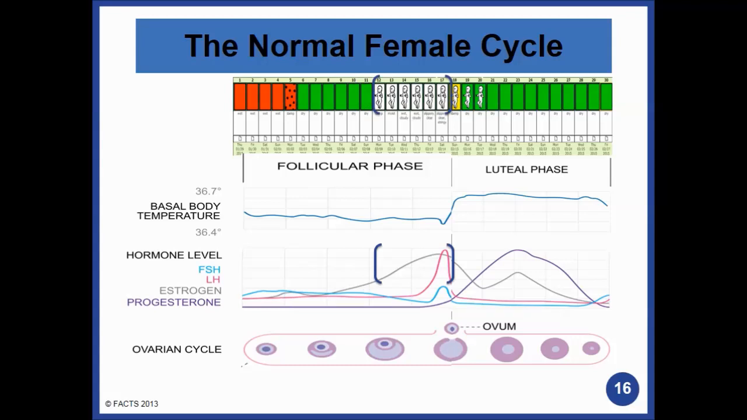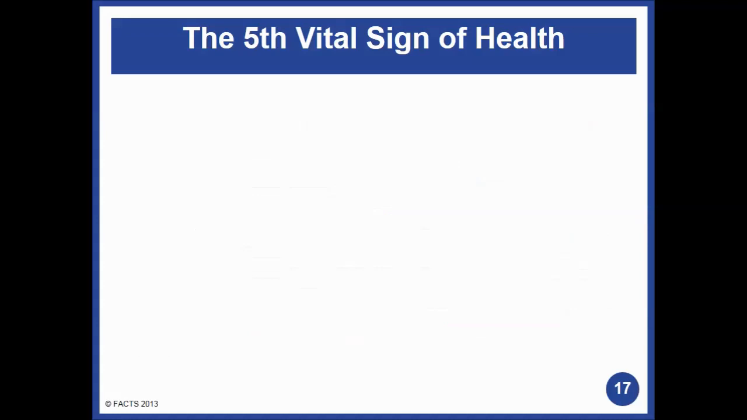So when estrogen is low, she's dry. As estrogen is rising, she'll notice the fluid. Once ovulation has occurred, progesterone rises, she again notes dryness and a rise in basal body temperature.